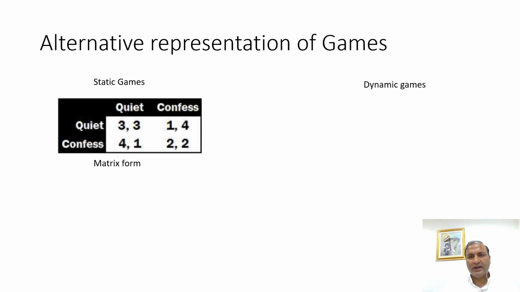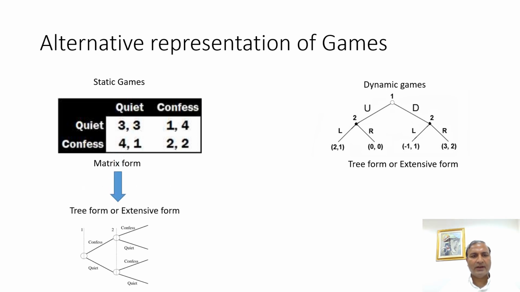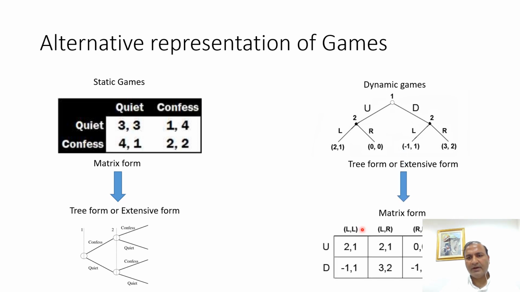And then if it is a dynamic game, the best way to write the game is in a tree chart, or we call it the extensive form of the game. But now we would like to learn how to write a static game into an extensive form or tree form. Similarly, we would like to write a dynamic game into a matrix form. So this is what we want to learn now.